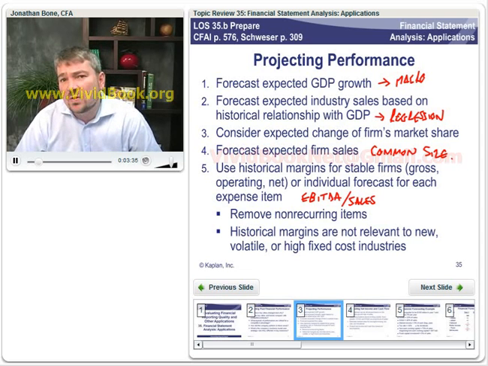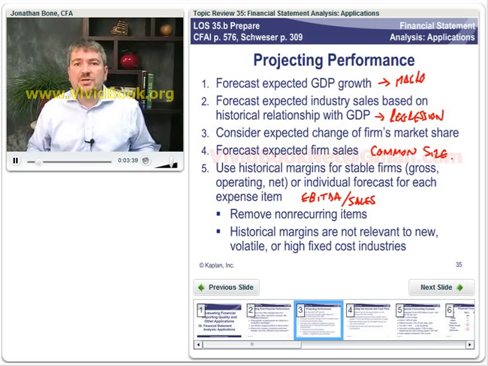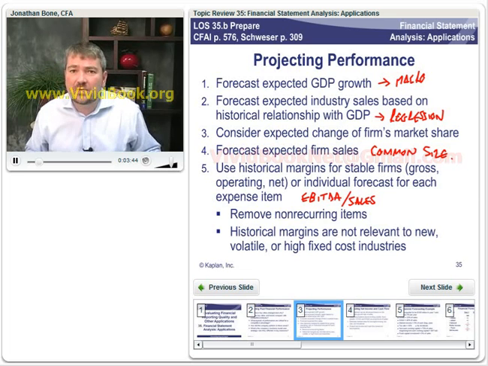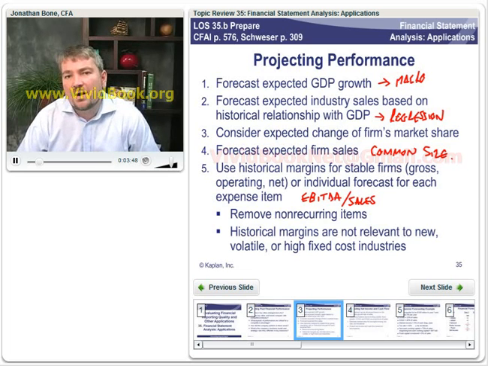EBITDA tends to be more constant over time because it excludes depreciation and amortization, which are two of the most volatile items in the income statement, and of course they're fixed costs rather than variable costs. So in other words, we're going to use our profit margins in order to forecast our income statement.